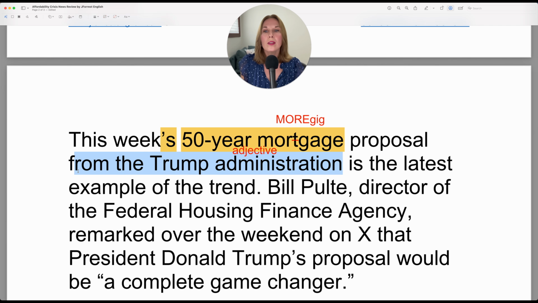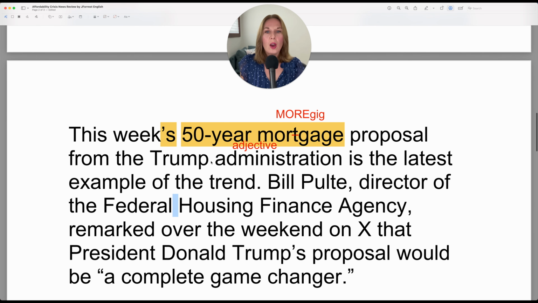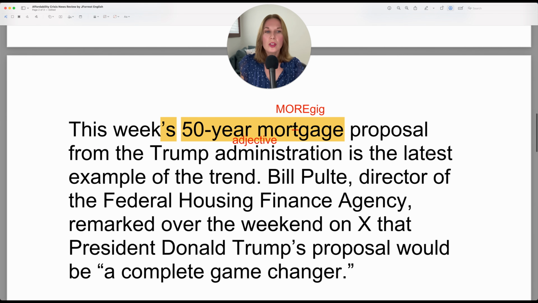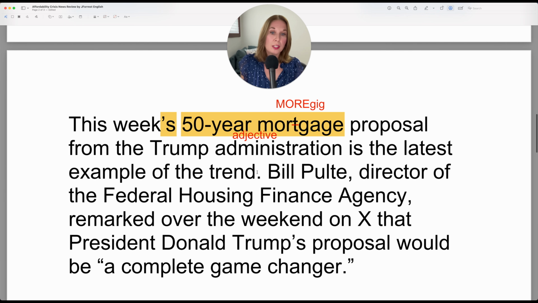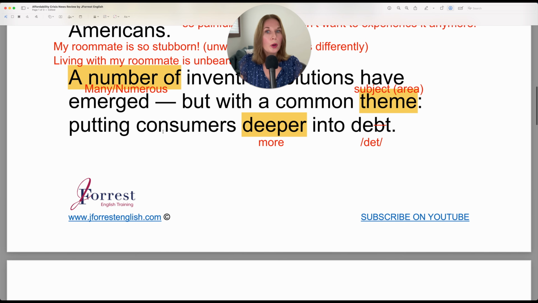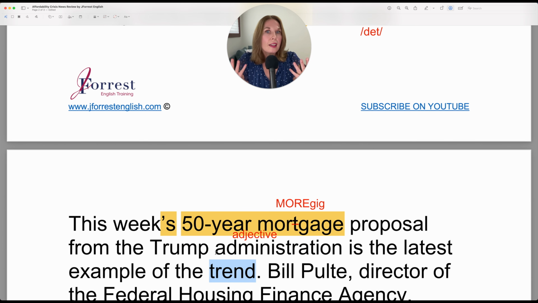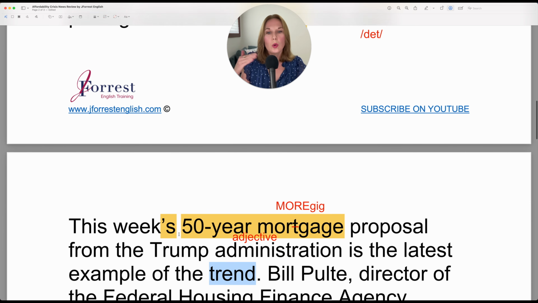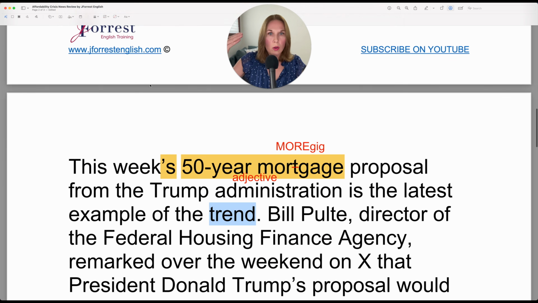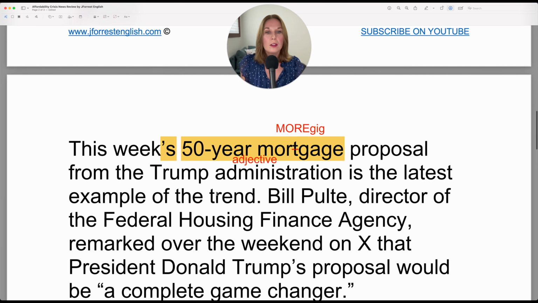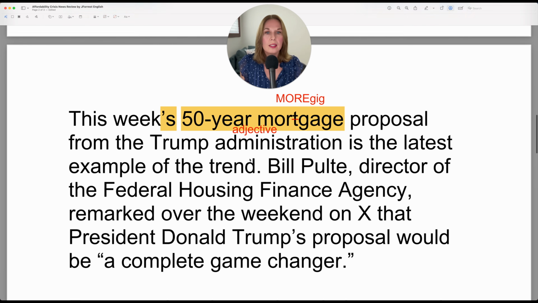So this is where the proposal came from, is the latest example of this trend. So the trend of putting consumers deeper into debt, because that's the last thing that was mentioned. So you always have to think to what you've already learned as the topic or the subject. So the trend of putting consumers deeper into debt.